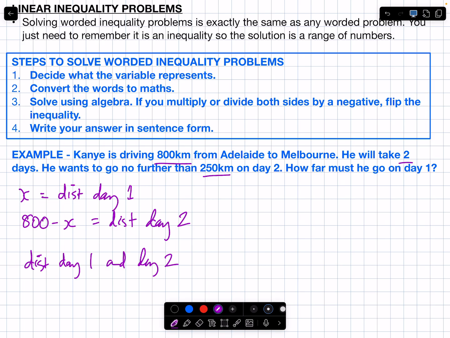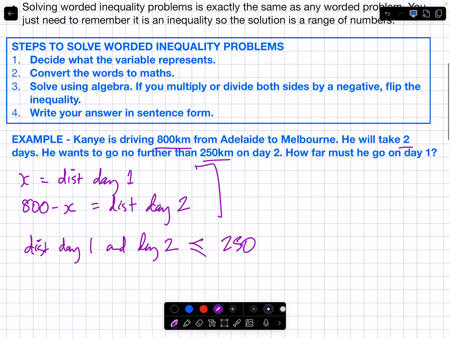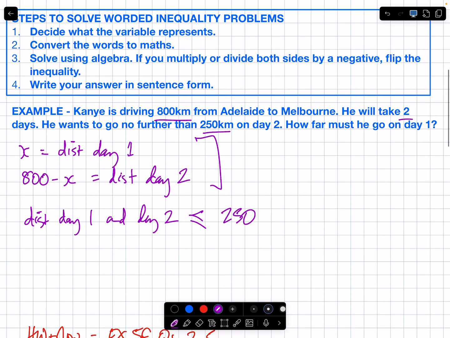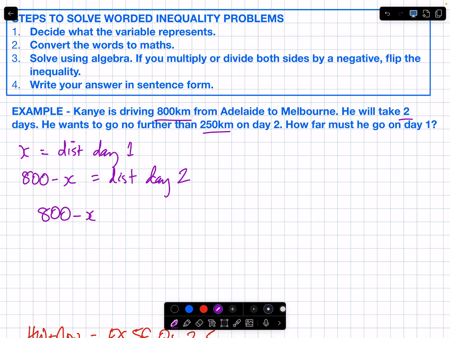So distance day 1, distance day 2 is less than or equal to, what's the limiting factor? What was the other number that was important? 250. Did we just define what day 1 and day 2 are above? Distance day 1 is x. Distance day 2 is 800 minus x. So if they're the total, it's got x plus 800 minus, oh no, that's not it. I should have practiced this more before. What do we know about the distance day 2? What is it not allowed to be more than? 250. So I was getting ahead of myself. 800 minus x is the distance travelled on day 2. Has to be less than or equal to 250.